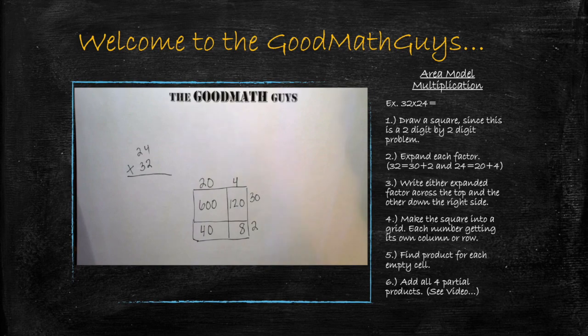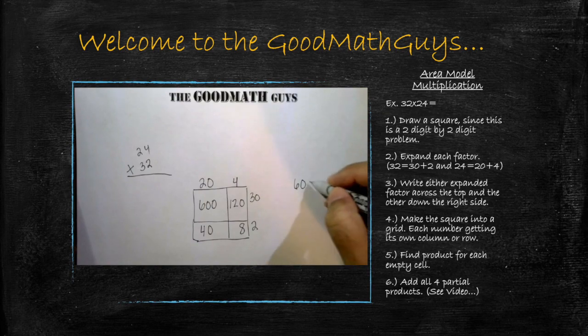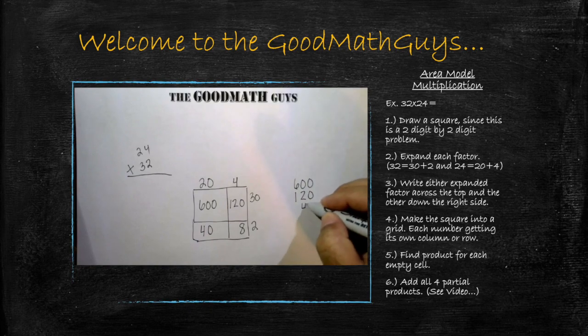So again, just like the previous video where we showed you total partial product, this method with the area model is very, very similar because you get those same 4 partial products, okay? And the process for finding your actual end product here is just like that video. You take these 4 partial products and you add them up. So you take 600, 120, 40, and 8, and you add them up.